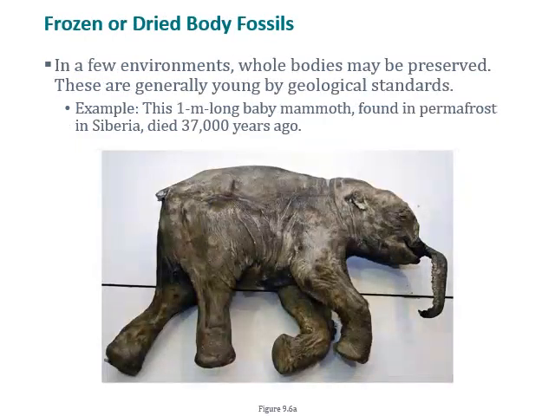Frozen or dried body fossils are unique because, in this case, whole bodies may be preserved, and these types of fossils are generally young by geological standards because they are often encased in ice. One example is this baby mammoth found in Siberia from 37,000 years ago, which has its entire body, including skin and muscular tissue, intact.